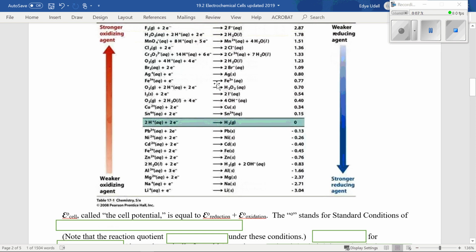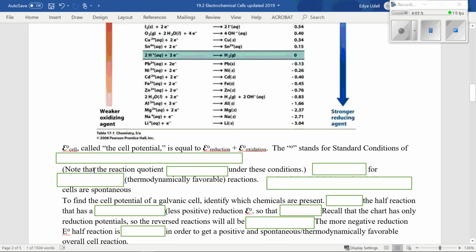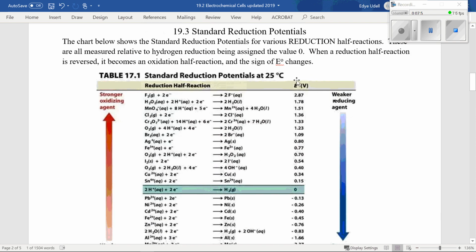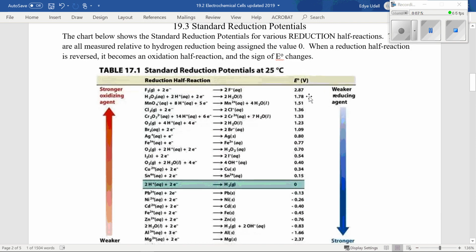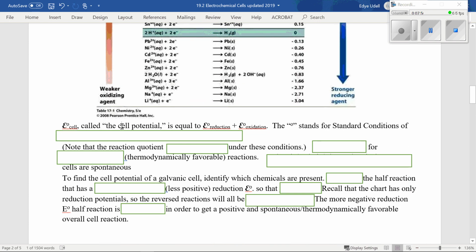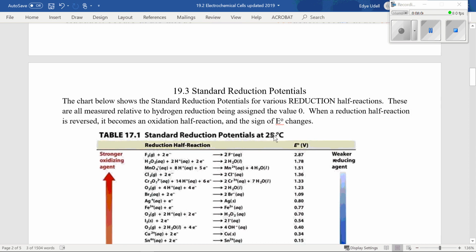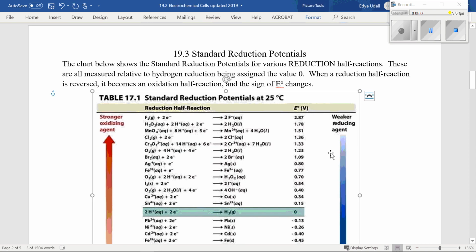Okay, so some more vocabulary now. E-cell is called the cell potential. Students will ask me all the time, what is cell potential? What does that mean? It's just the voltage that could be created by a chemical cell. So this little E here is called a potential. And the whole cell potential is when you add the reduction and the oxidation E0s together. So right here, it's equal to E0 reduction plus E0 oxidation. This chart gives you the E0s right there.